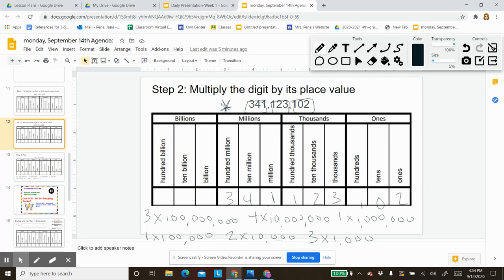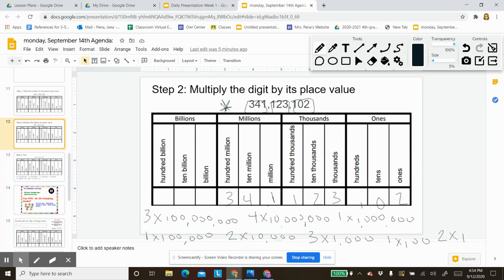Great. Now I'm going to move on to the ones grouping. I have 1 group of 100. I don't have any 10s, so I don't need to write that down. And then I have 2 groups of 1.